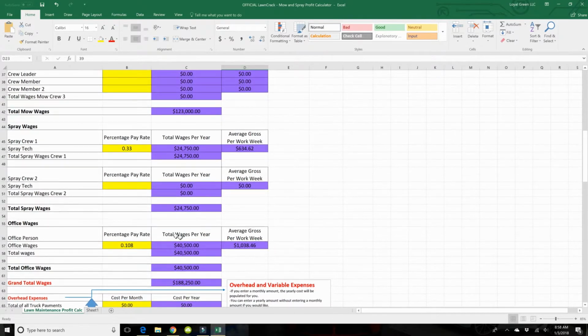In this example, I am the office person. I'm an S Corp, so I can pay myself a W-2 wage, so I do that. And I also give myself distributions, which will be covered in the expense portion.